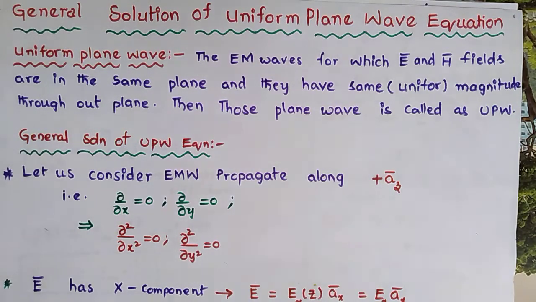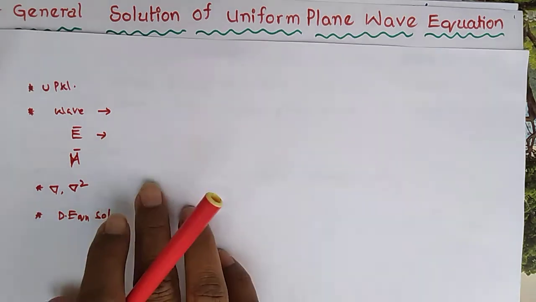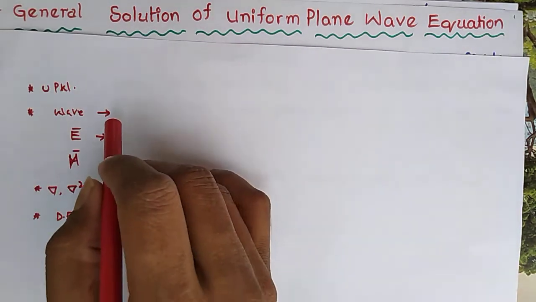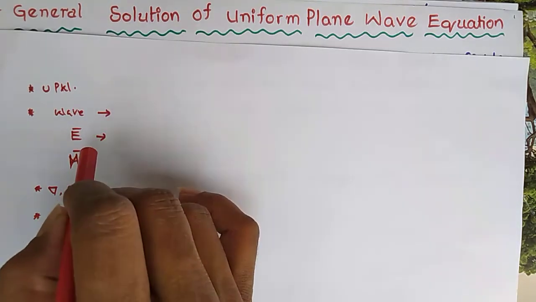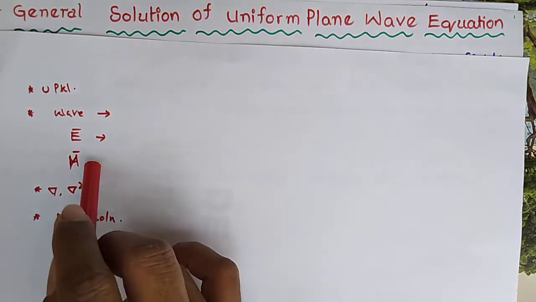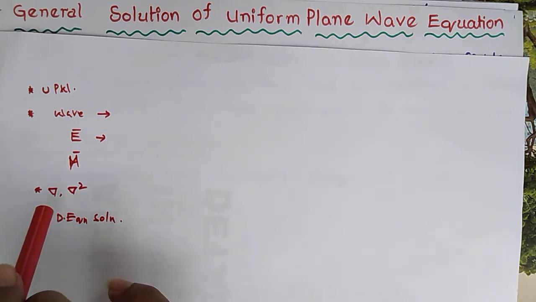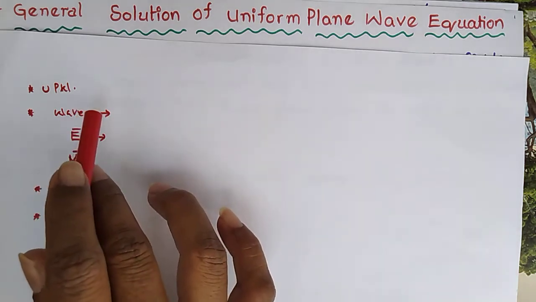Hi everyone. Today I am going to explain the general solution of the uniform plane wave equation. So I am taking the steps. First, I have to know the uniform plane wave definition. In which direction does my wave propagate, and similarly I have to know the direction of the electric field and the direction of the magnetic field, and I have to know the del operator and del square operator for these wave equations.